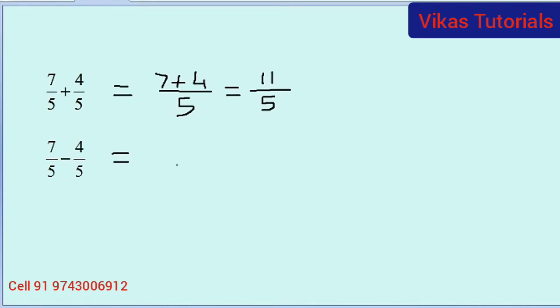Now let's do this example. Here the denominator in both the cases is 5. So I write it as 5. First number is 7, the sign is minus, subtraction, minus 4. 7 minus 4 is how much? 3 upon the denominator 5. These numbers cannot be further simplified because they are not in the same table. If they were in the same table, then we could have simplified them.